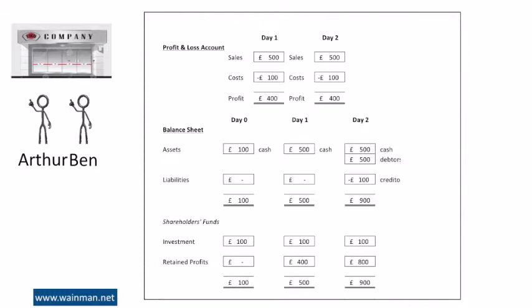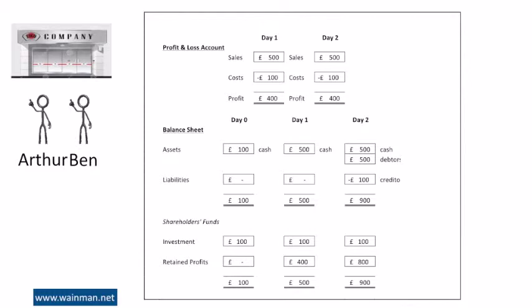They also have a liability. That's the amount that they owe to George of £100. This is known as a creditor or account payable. Their net assets are therefore £900. That's £500 cash plus £500 debtor less the £100 creditor.